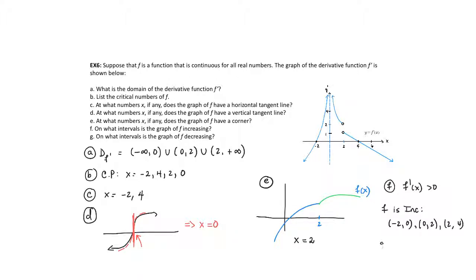And finally, G. He's asking for the intervals where the graph is decreasing, so I look for the derivative being less than 0. And that happens here from negative infinity towards negative 2, and then from 4 to positive infinity. So we will say that f prime of x is less than 0 in the intervals from negative infinity to negative 2 and from 4 to positive infinity. So these are the intervals where the function is decreasing.